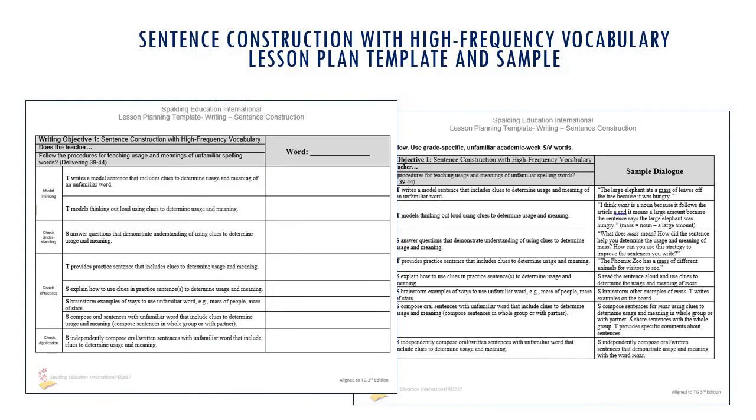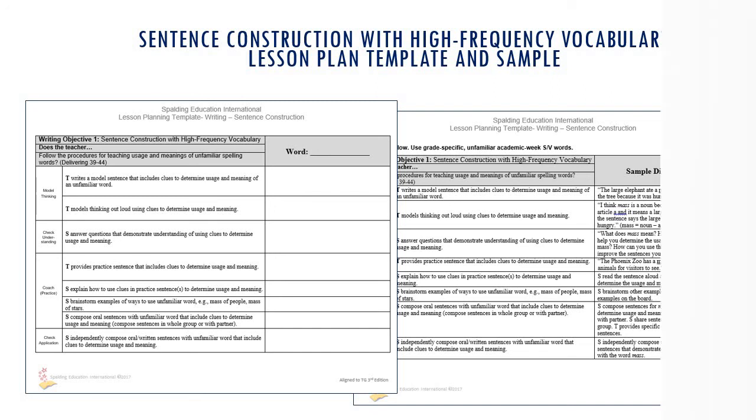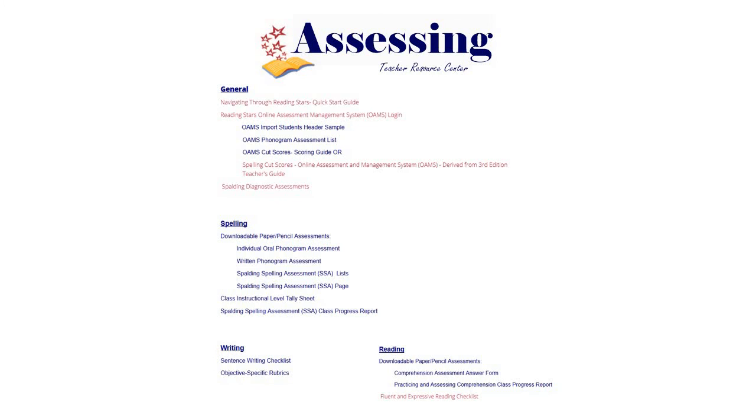One example from the Delivering section is a lesson planning template for sentence construction, which is usually writing objective number 1 in most grades. This step-by-step template walks teachers through all parts of the lesson and gives a completed sample lesson for their reference. Here are a few samples of what you will find in the Assessing section.